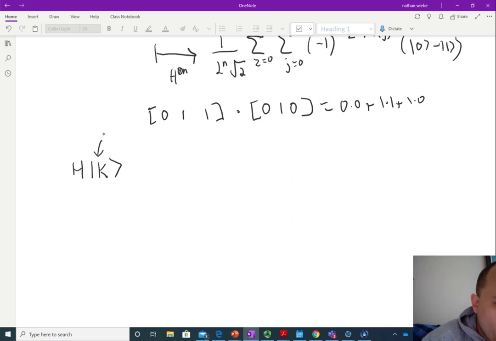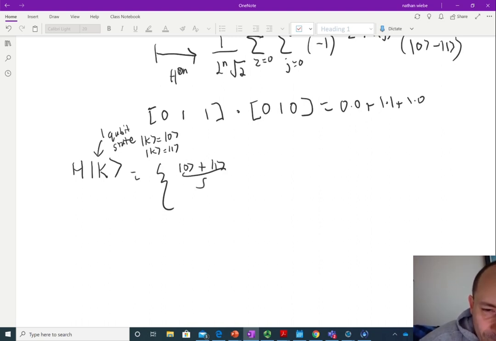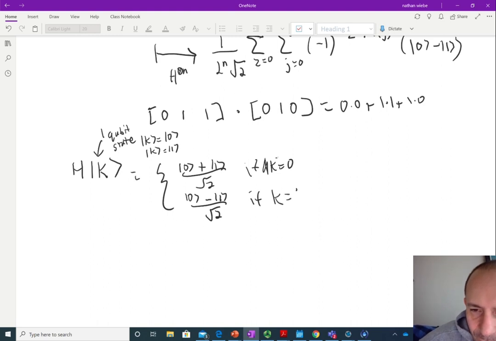So k over here is just a 1 qubit state, and I'm using this as a placeholder for k equal to 0 or k equal to 1. But we'd like to algebraically find an expression for this, similar to what we did before. This is equal to the following piecewise vector: 1 over root 2 if k equals 0, and 0 minus 1 over root 2 if k equals 1.